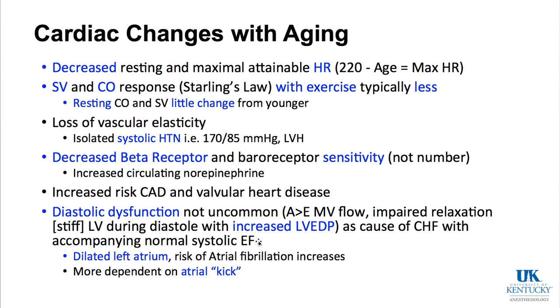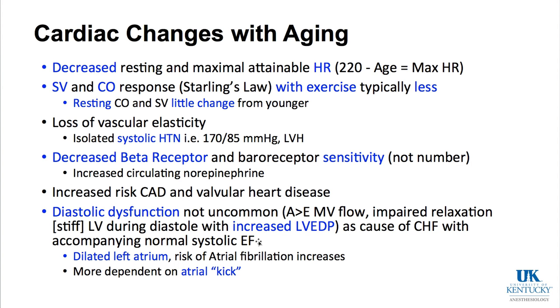Stroke volume and cardiac output at rest are usually normal and little change from the young, but if you take that patient who's aged and exercise them, they cannot mount the same increase in stroke volume and cardiac output that the younger patient can. They're very dependent upon Starling's law, that is increased filling, and as it fills more, that's the mechanism in an attempt to increase stroke volume and cardiac output in the aged patient.